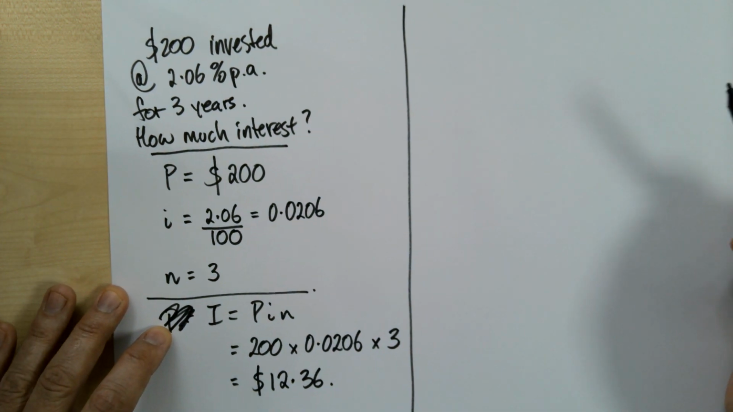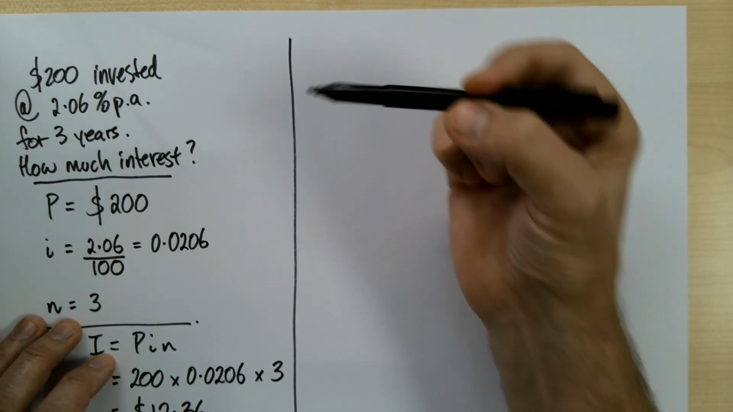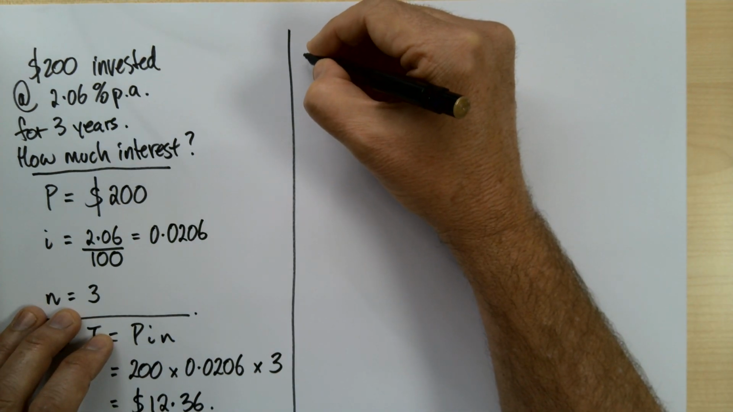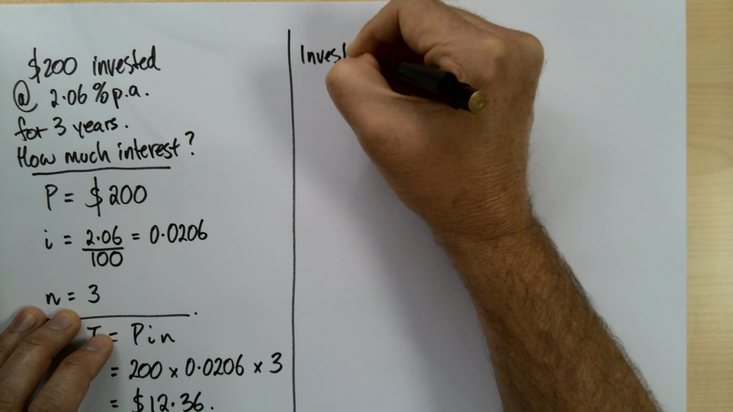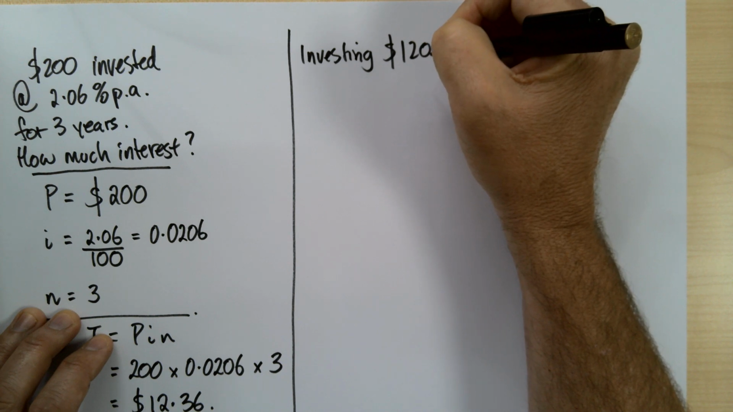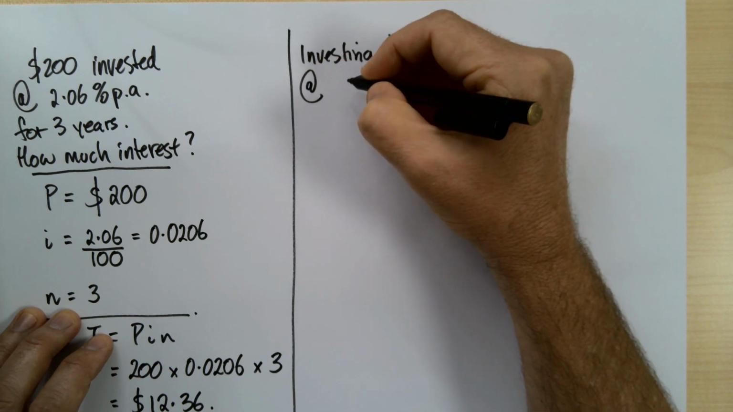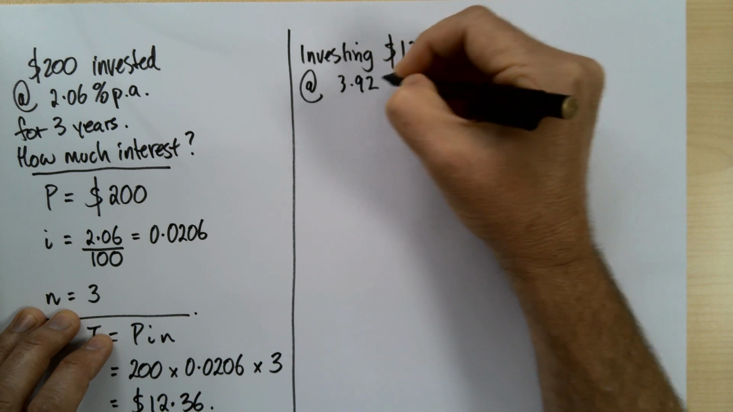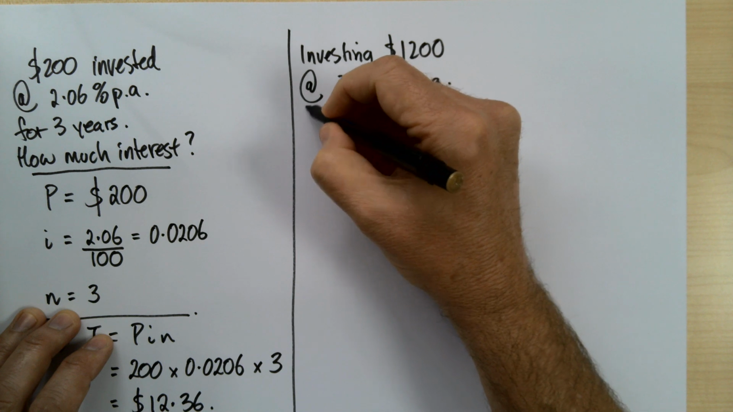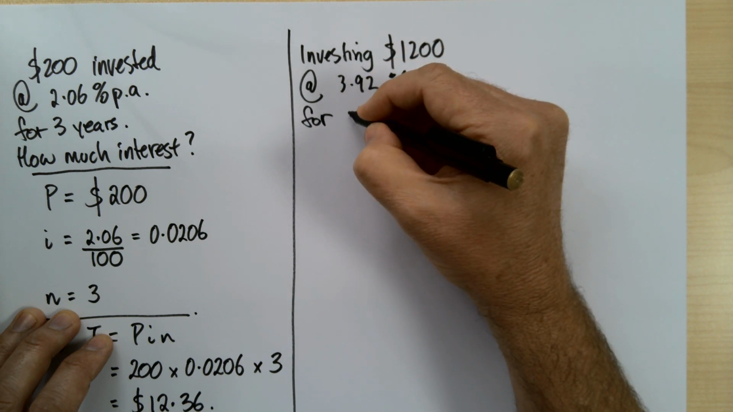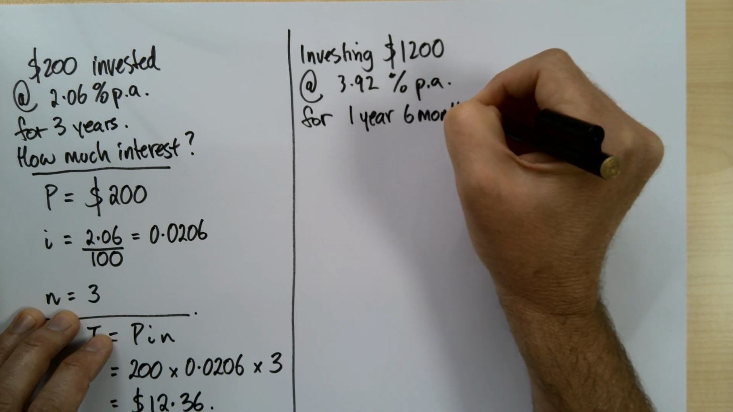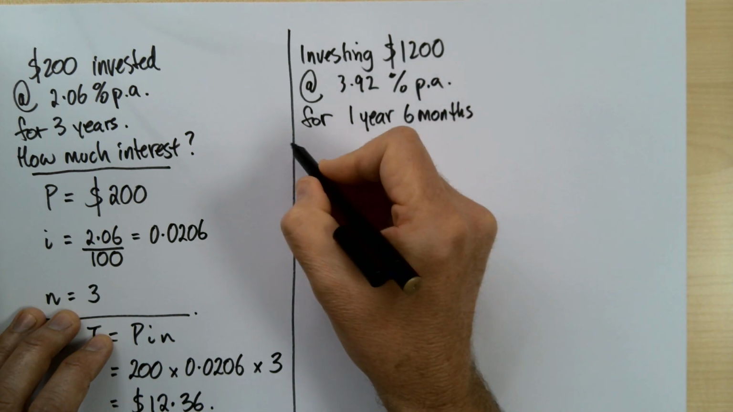All right, let's do one more, but this time there's going to be a decimal for the time. So let's say I'm investing $1,200 at 3.92% per annum for 1 year and 6 months. Okay, how much interest?